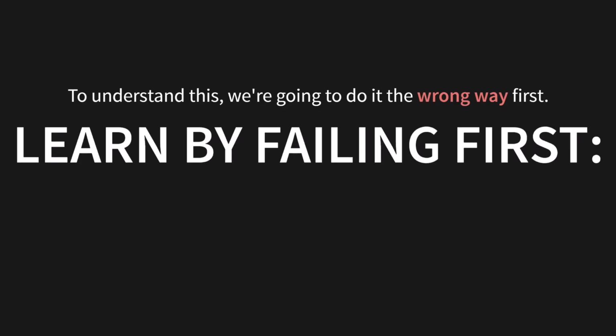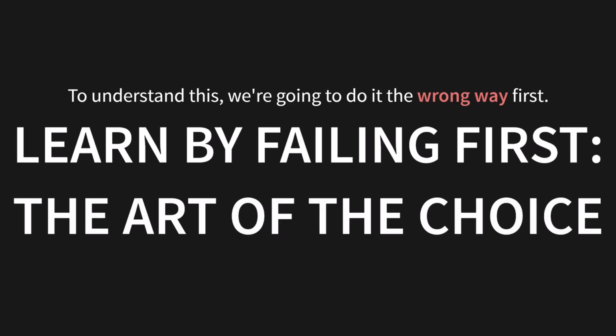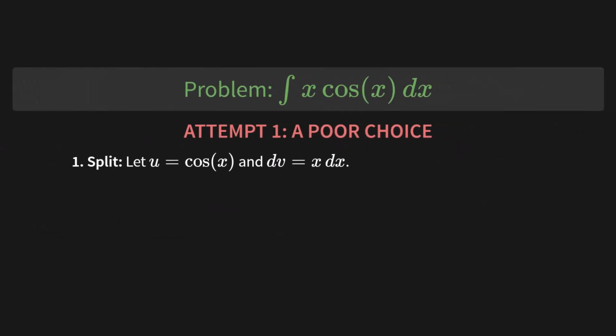To understand this, we're going to do it the wrong way first. Let's learn by failing. This is the art of the choice. Okay, problem. The integral of x cosine of x dx. Attempt 1, a poor choice.